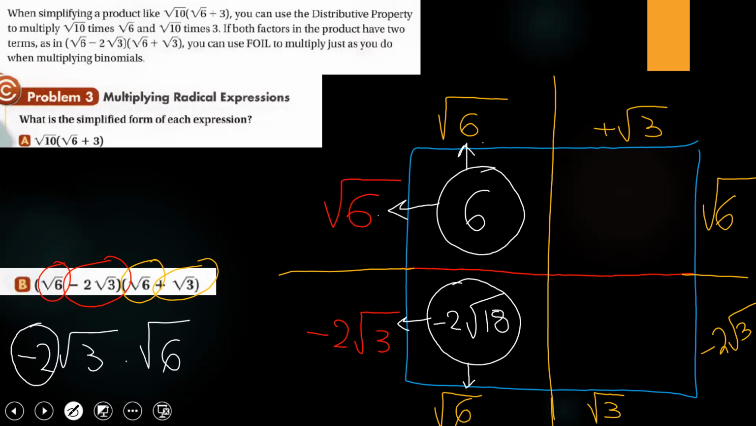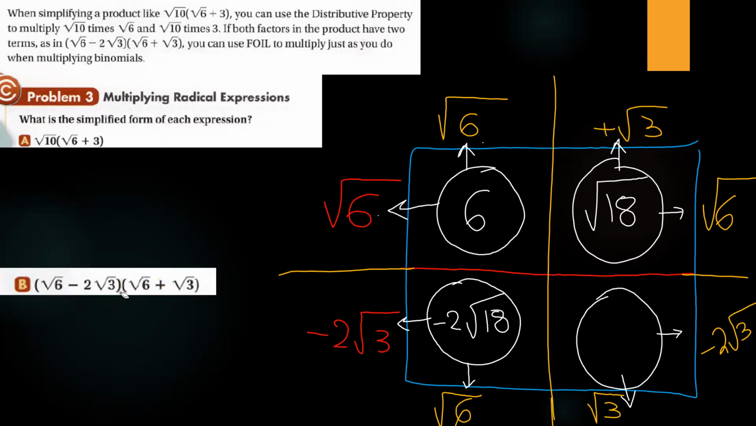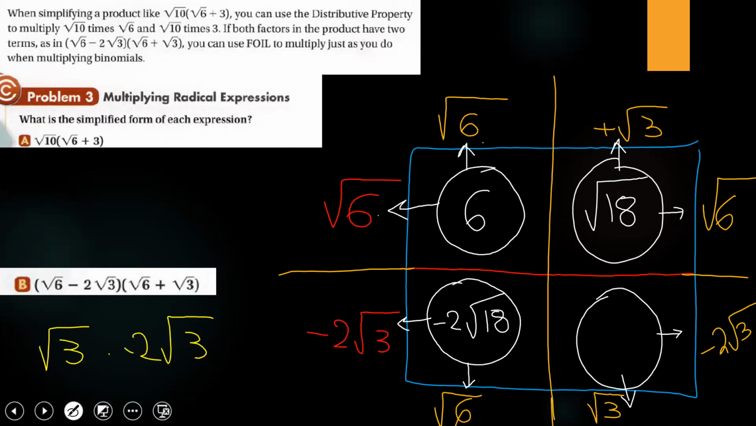Now let's come to this side here. Square root of 3 times square root of 6 is square root of 18. And the last one here, what did we have? We have to multiply square root of 3 times negative 2 times square root of 3. Negative 2 times square root of 3 times square root of 3.